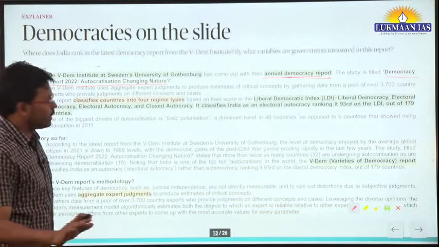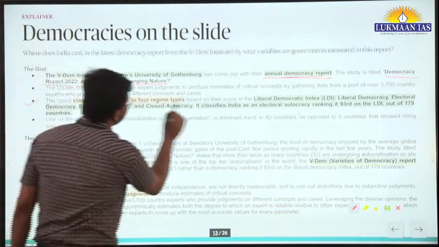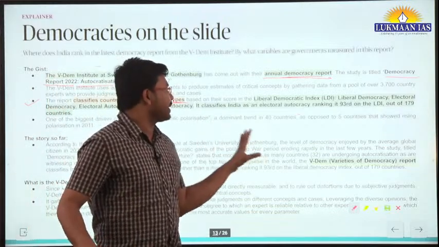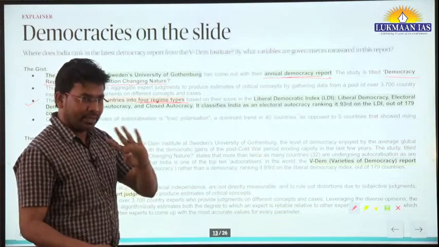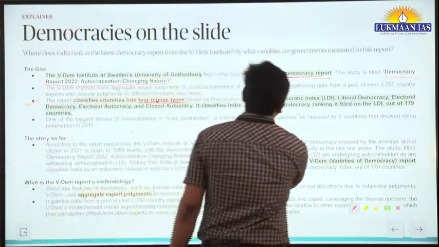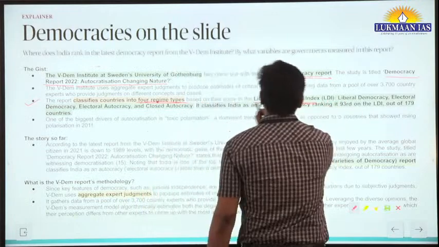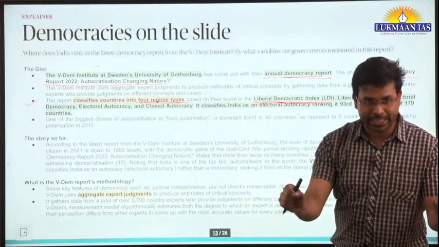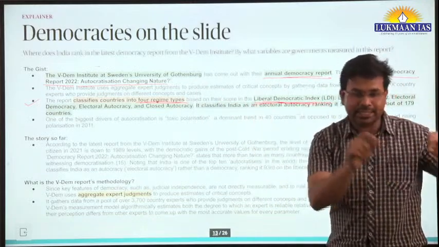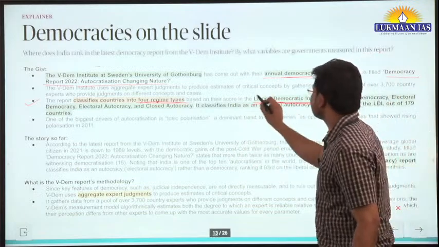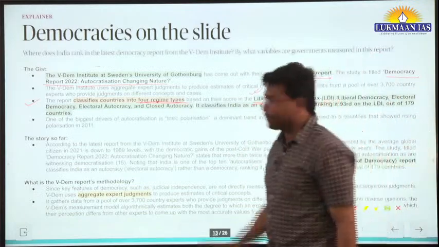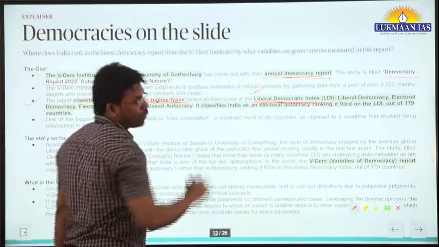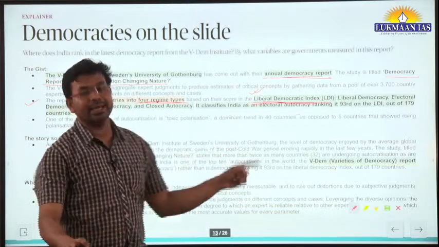So this particular report classifies countries into 4 regime types. What are the 4 regime types? It classifies different countries into 4 different types. It has a liberal democratic index also. As part of this report, there are multiple sub-indexes. This is a big report with various sub-indexes. One of them is known as the liberal democratic index, an index of Democracy Report 2022. Apart from this, there are other indexes also.